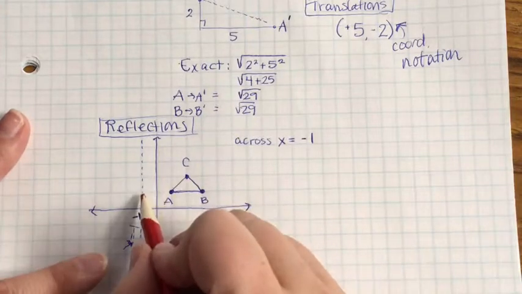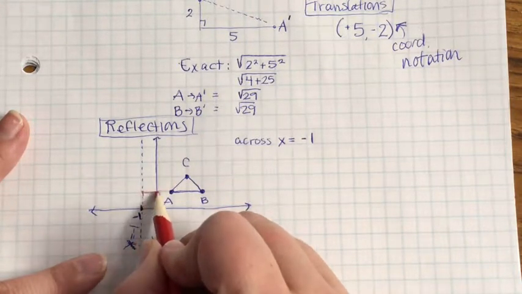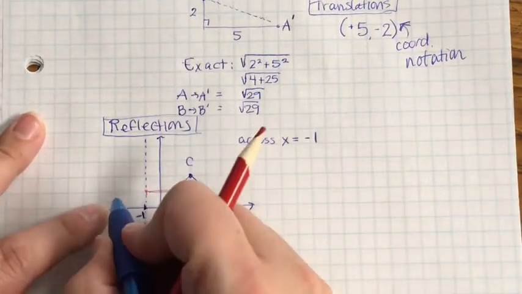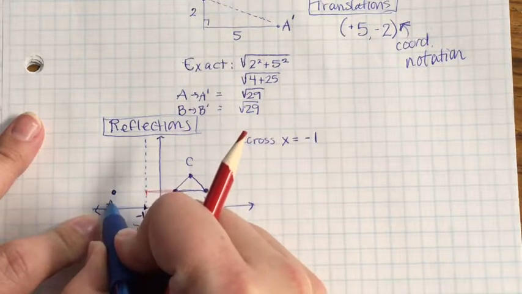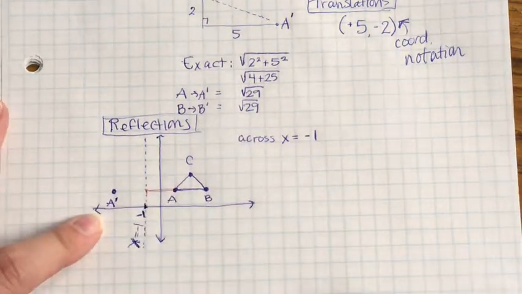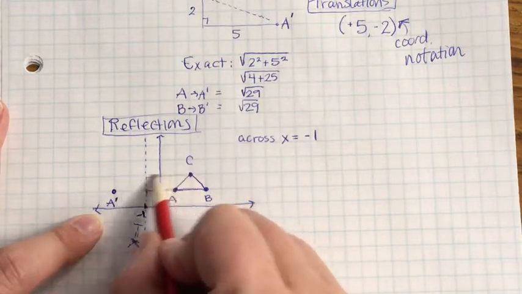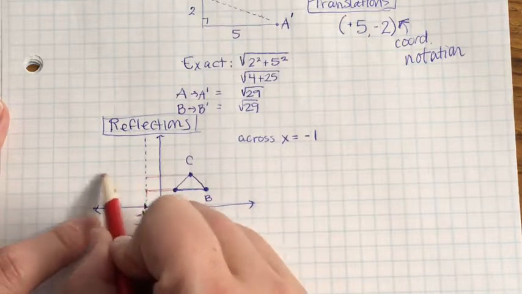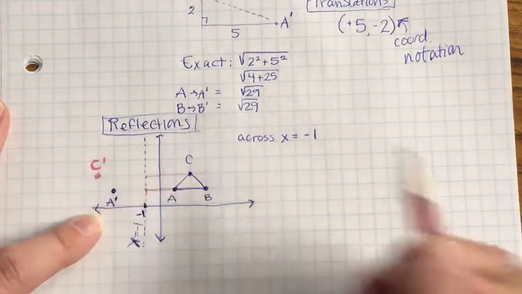So right now, how far is it from the line of reflection to A? How far is that? 2. So that means my A prime is going to be 2 in the other direction. So that means that this is A prime. Does that make sense? How far away is C right now from that line? 3. So we're going to go back 3: 1, 2, 3. So that's going to be my C prime.